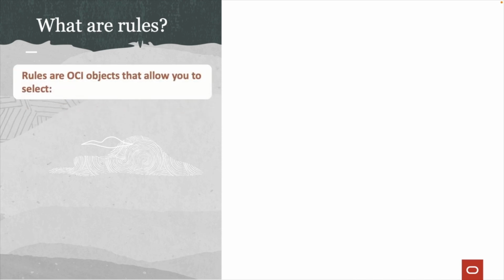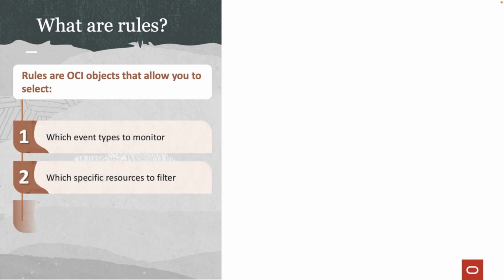Let's now look into rules, which is another key concept of the event service. Rules are defined as OCI objects, and to interact with the event service, you should always create and manage rules. Rules are the configuration that would allow you to select which event types to be monitored. Secondly, which particular resource or resources are to be filtered and to be monitored. And finally, automatically trigger one or more actions when those events occur.